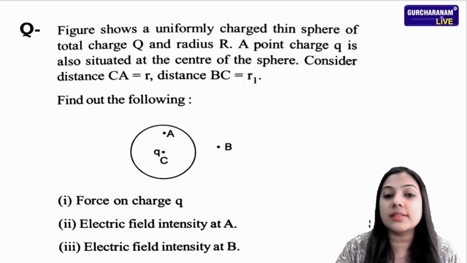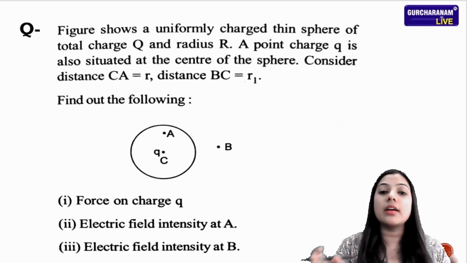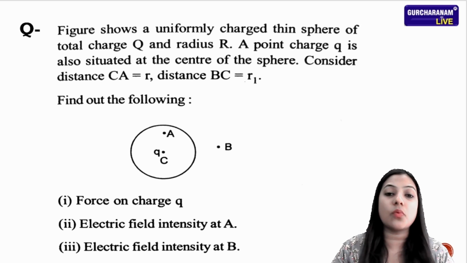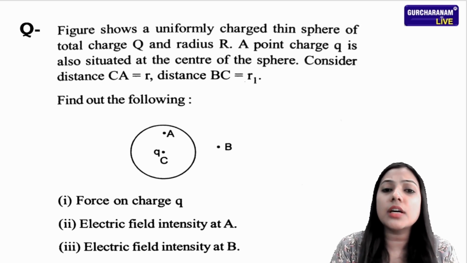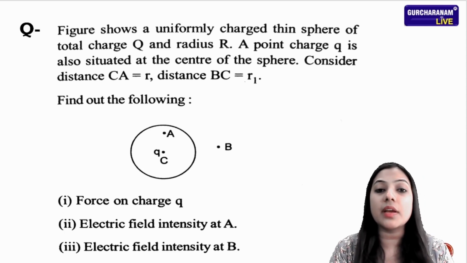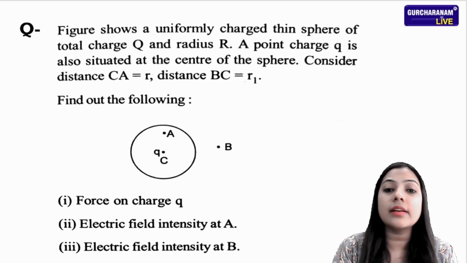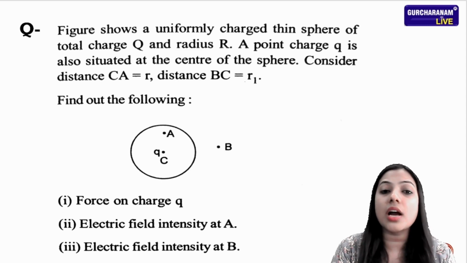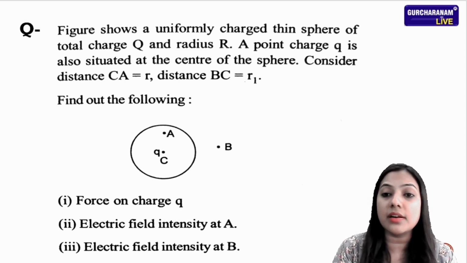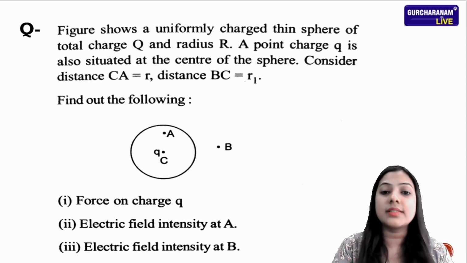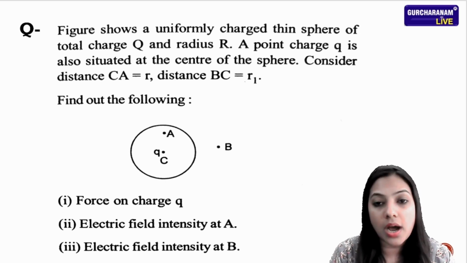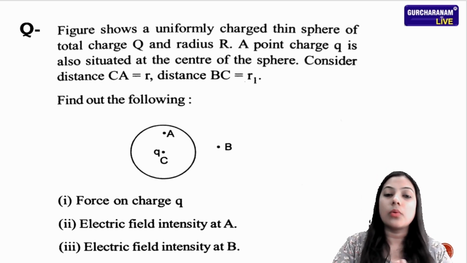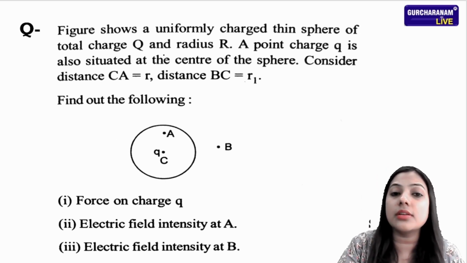So with the help of this question, we understand this equation. The question is: the figure shows a uniformly charged thin sphere of total charge Q and radius R. A point charge q is situated at the center of the sphere. Consider the distance CA equals R and BC equals R. What is asked in the question?